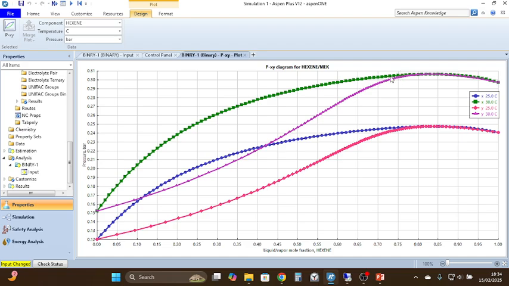So this point over here is the azeotrope. At this concentration of hexene and MEK solution, that is 0.75 of hexene and 0.25 of MEK, we will get the azeotrope, and the corresponding pressure is about 0.3. So beyond this point, separation is not possible. So this is the point of azeotrope formation.